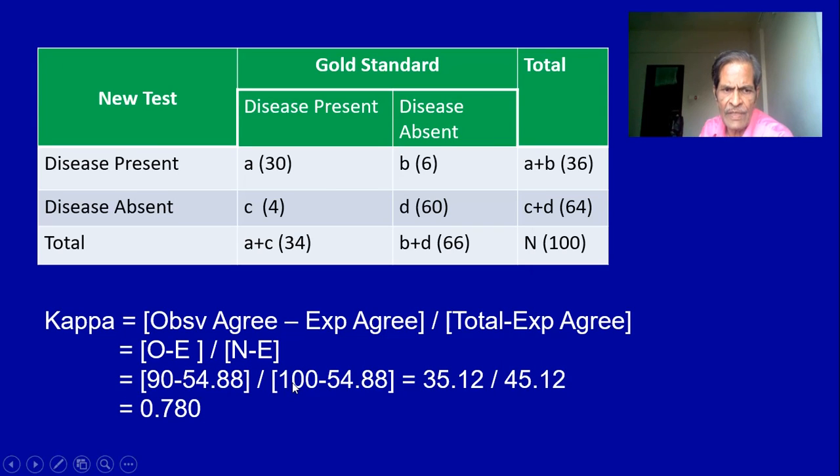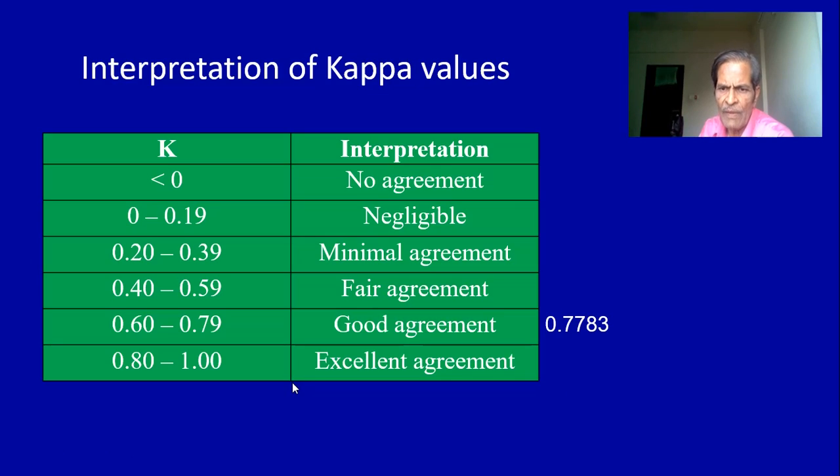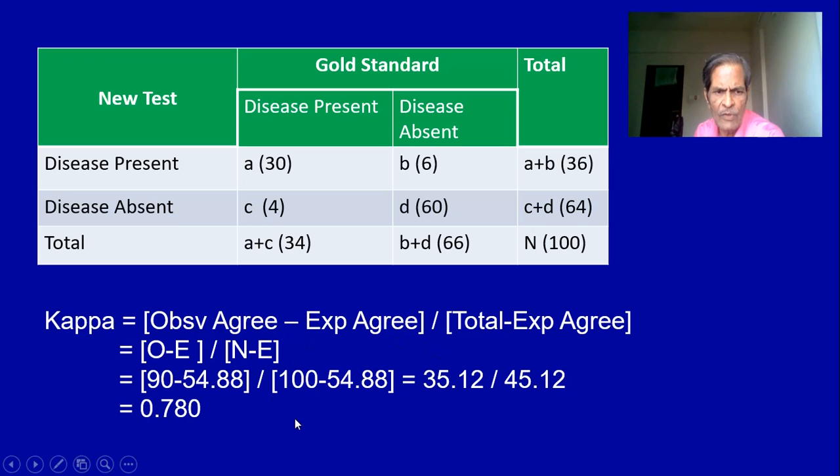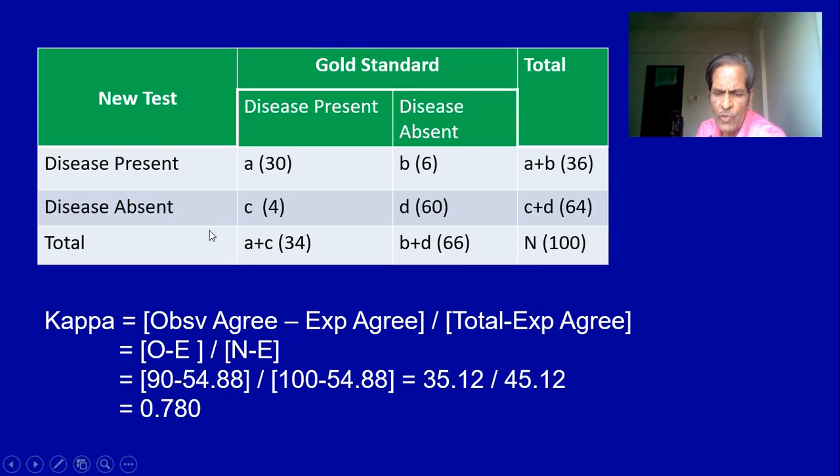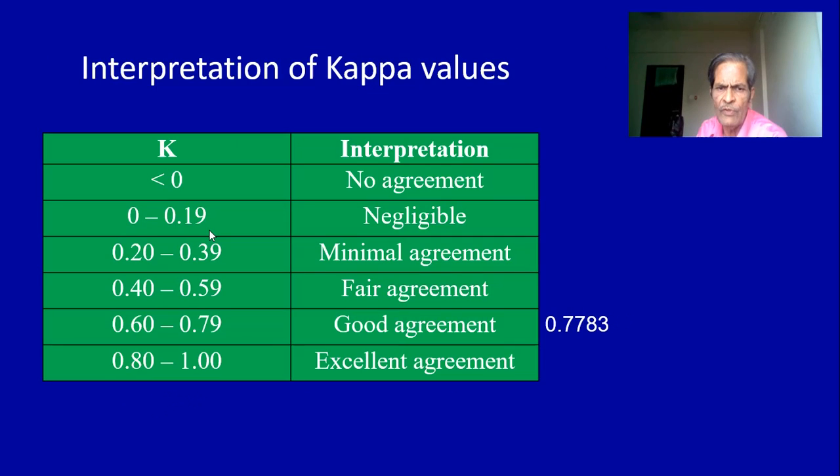And we see that in our case it was 0.78. If it is 0.7783, then we would say that it is a good agreement. If it had been in the 0.8 to 1 range, then we would have said that it is an excellent agreement. So in our example, since the kappa value was 0.78, we would say that there was a good agreement. And if the chi-square test shows that these are significant observations, with probability less than 0.05, then we will say that there is good and significant agreement.